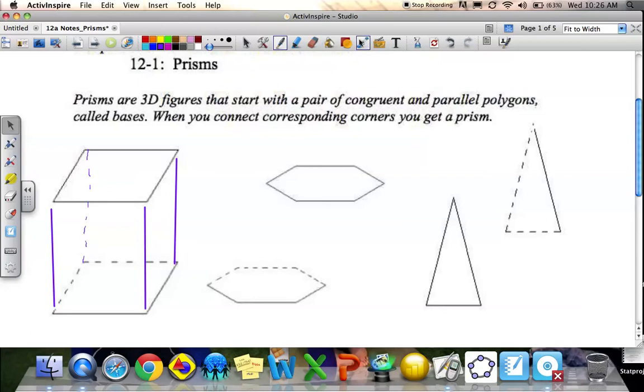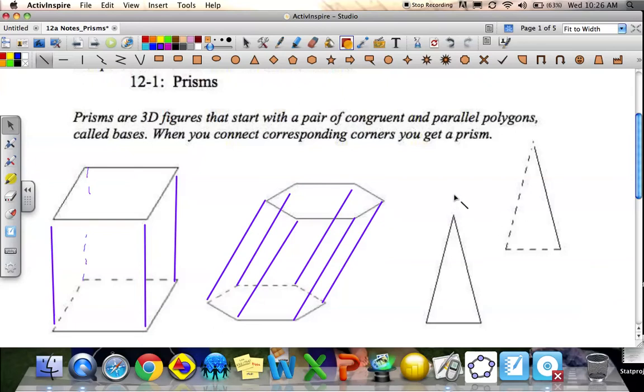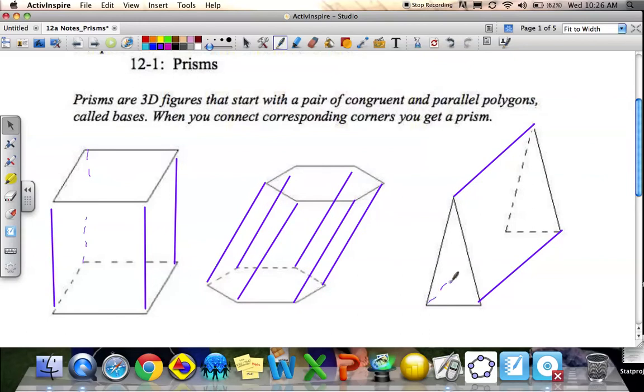So let's go ahead and do the other ones. We're going to connect the corresponding corners, and now there would be two in the back, and I will put them in, but they would be more like dotted lines if we were doing perspective drawing. And this last one would look like this. So these are all examples of prisms. I'll see if I can do this. This should be a straight dotted line.